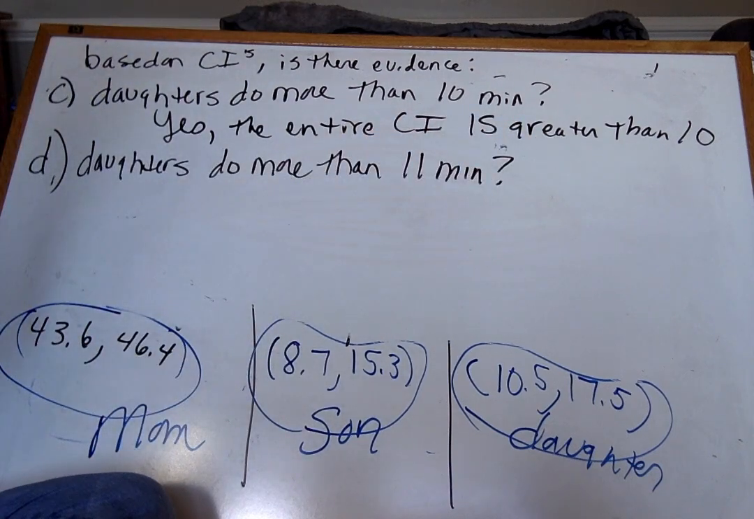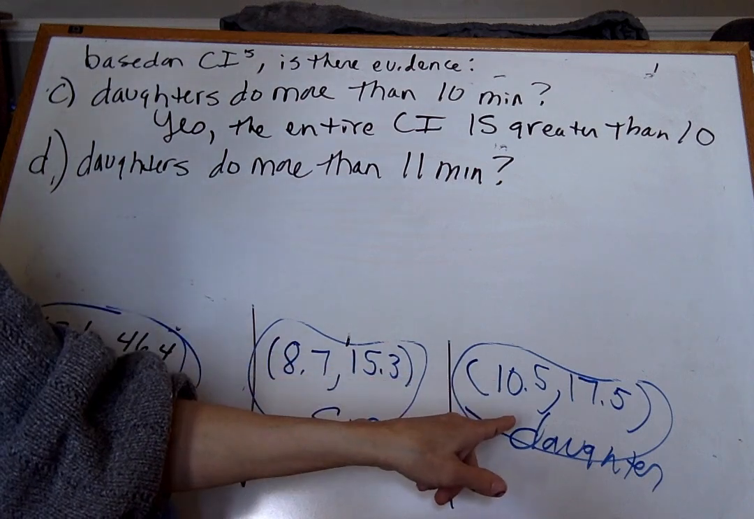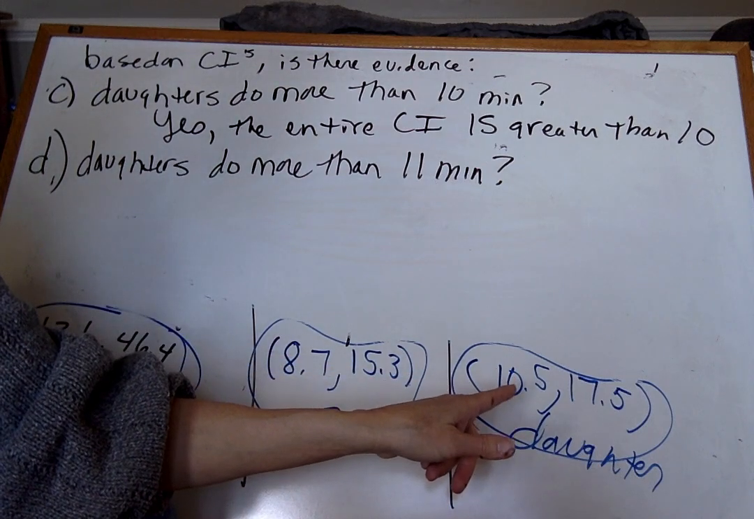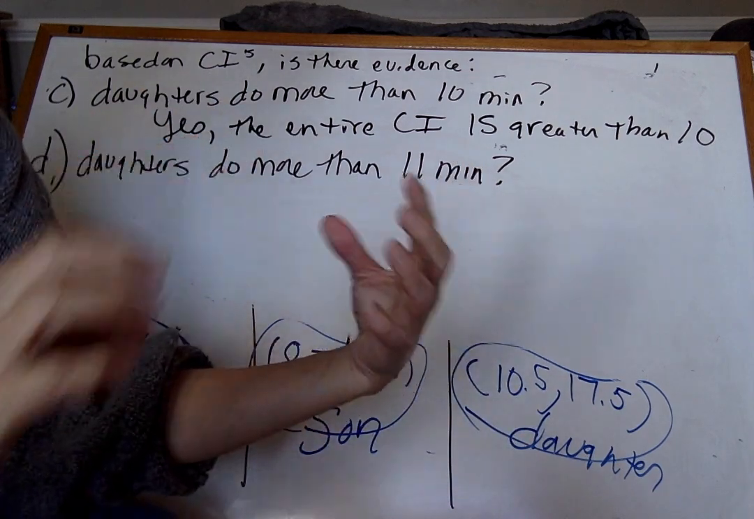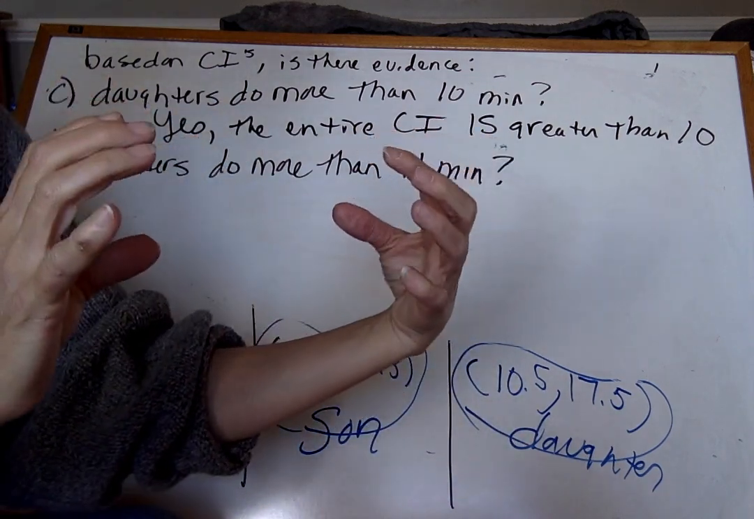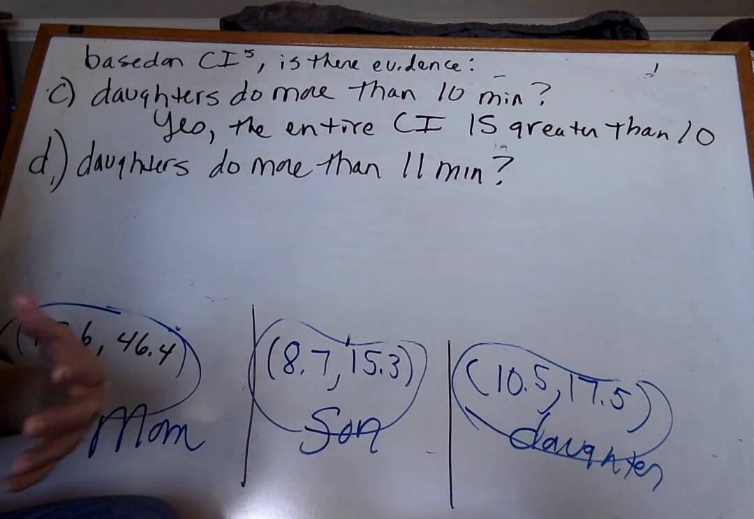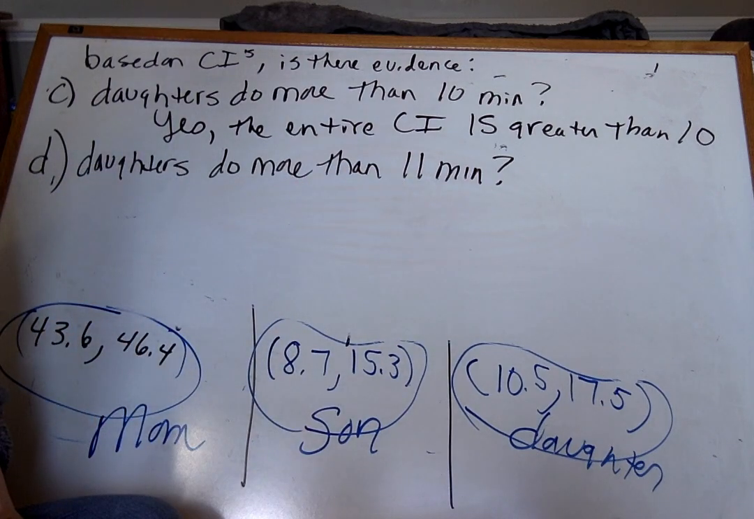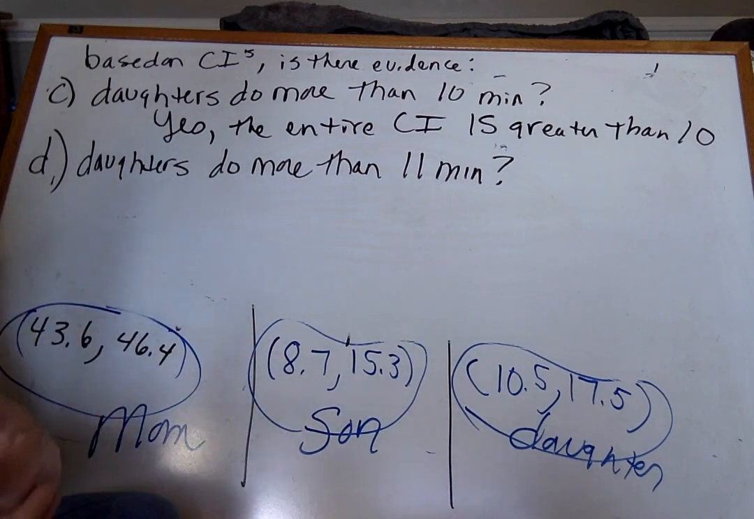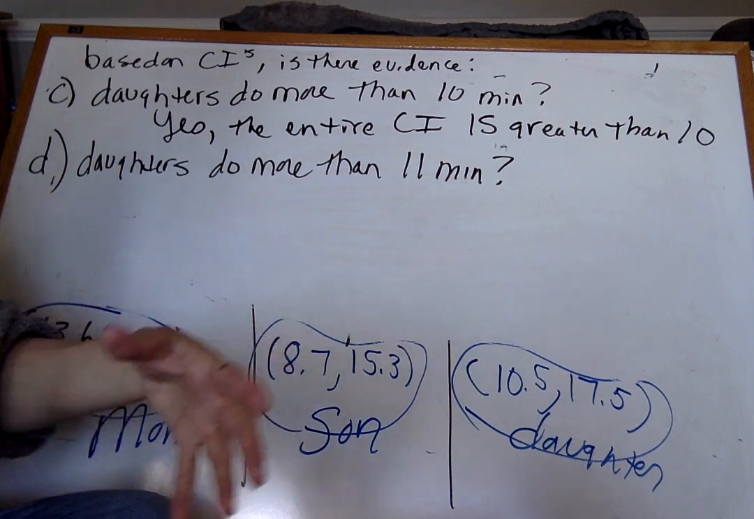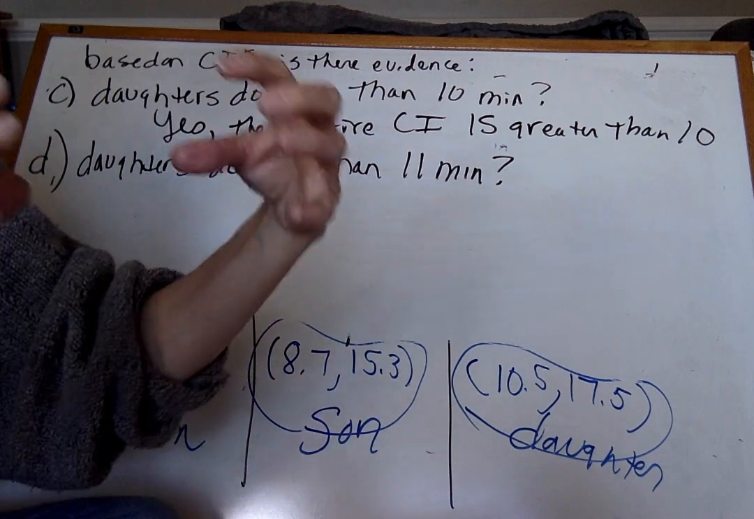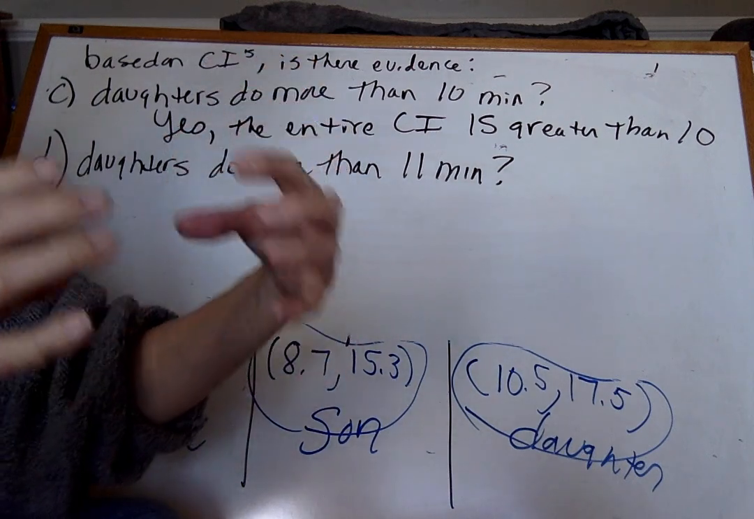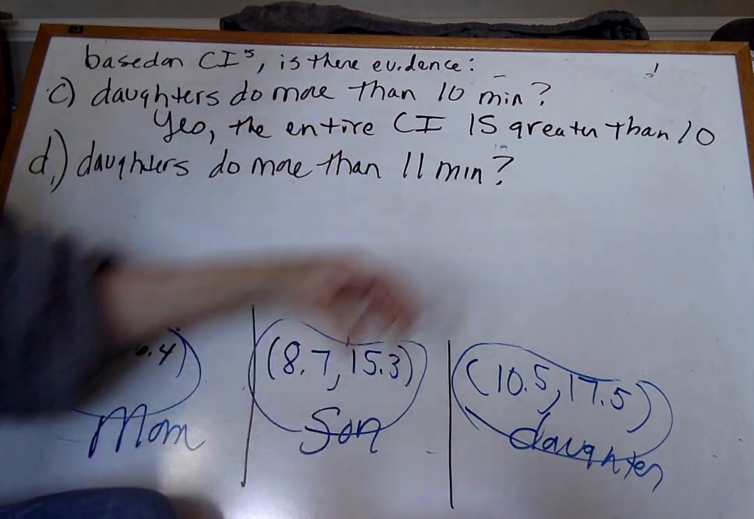Okay, now remember, our interval is 10.5 to 17.5. Confidence intervals, though, are entire little packages. You're not allowed to talk about, oh, well, most of the confidence interval, or some of it, or a lot of it. Confidence intervals are very black-and-white topics. The entire thing has to do whatever you're being asked.